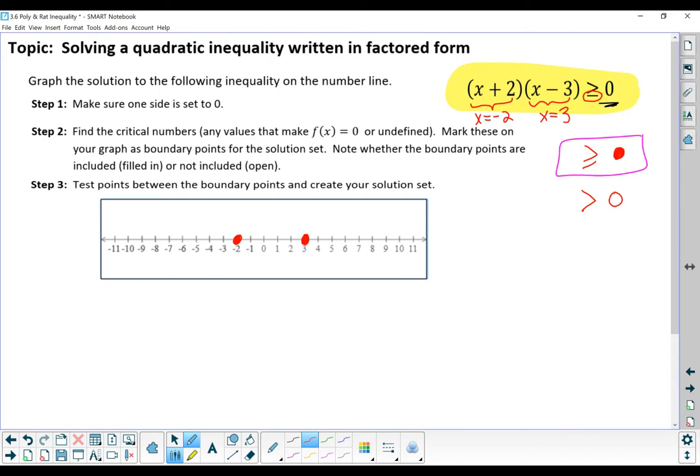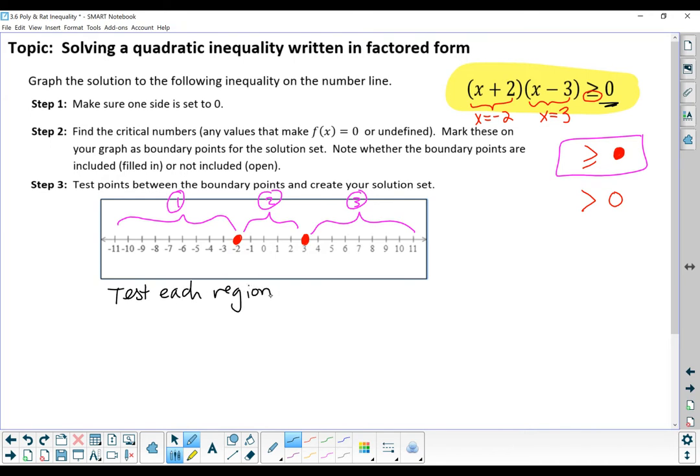Then what you're going to do is test each of those regions. So those points are dividing the number line into 3 regions: region 1, region 2, and region 3. We have to decide if each of these regions should be shaded in or should be left open. So to do that, we're going to just test each region.